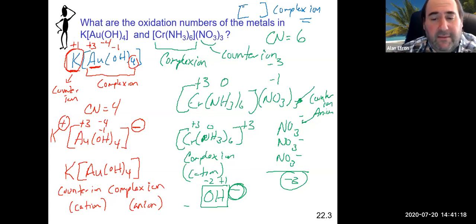So when we look at something like nitrate, which is NO3 minus, it really is, this is -2, and this is +5 in this case.